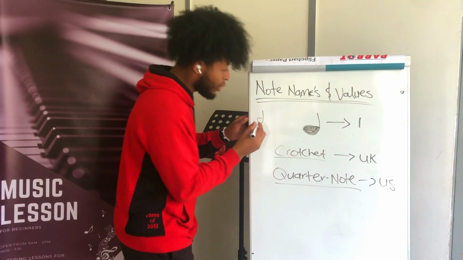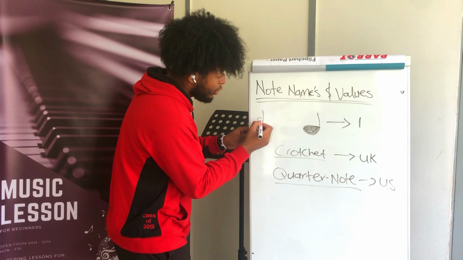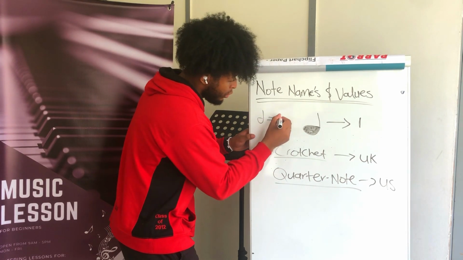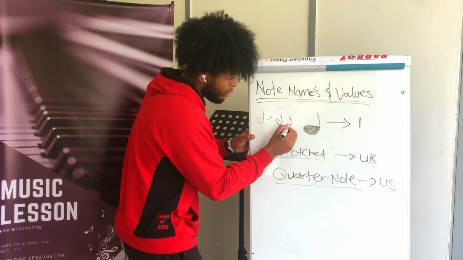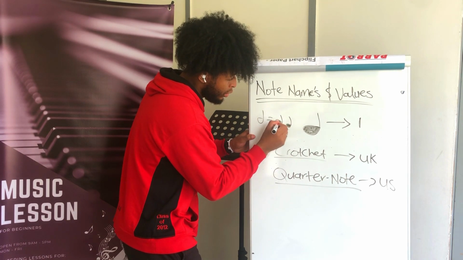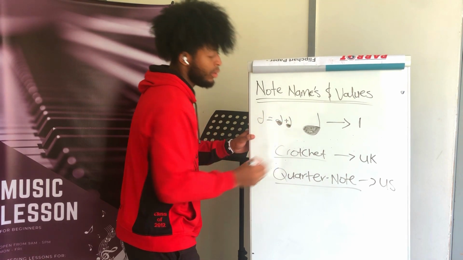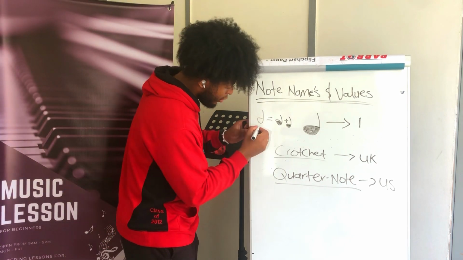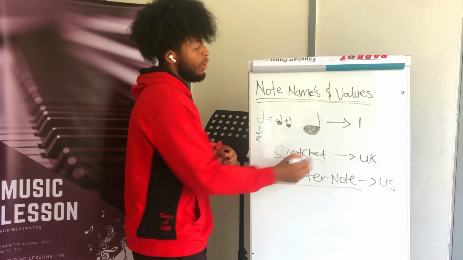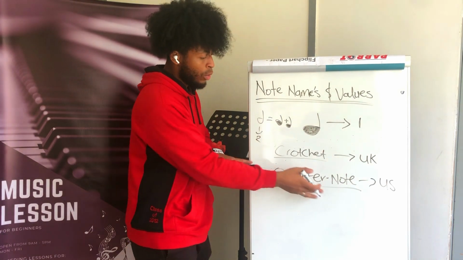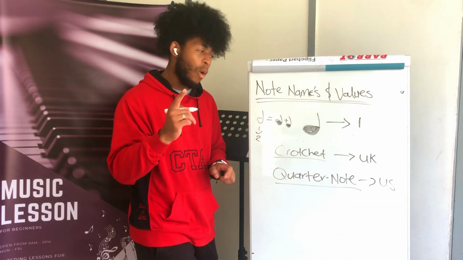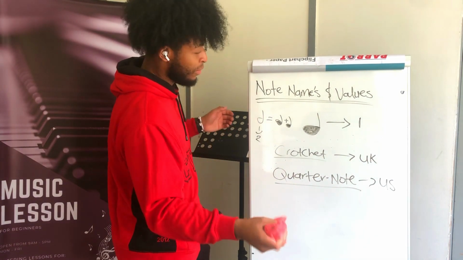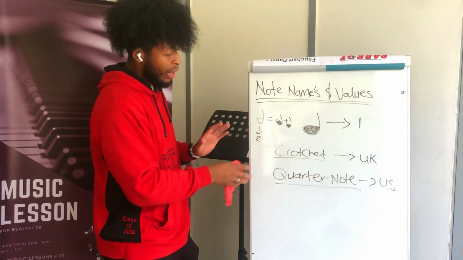So how this works is, for example, the minim is equal to this plus this. Okay? Remember, the value is 2. The value of the crochet or the quarter note is 1. Right? So don't confuse yourself, don't get confused. Yeah, just write this down.